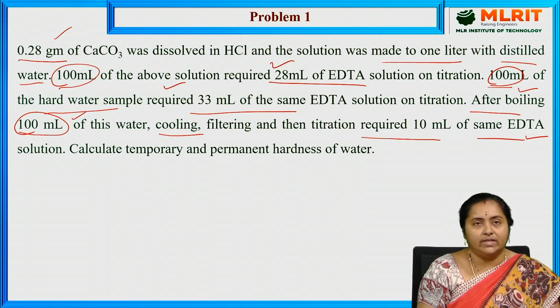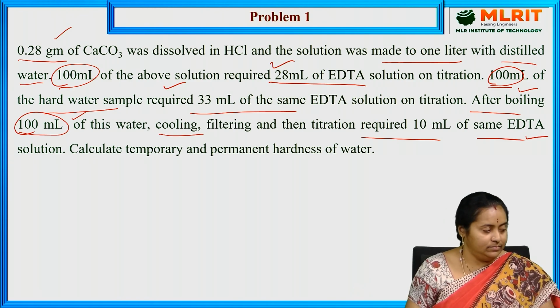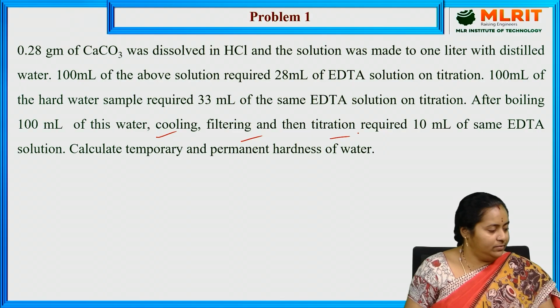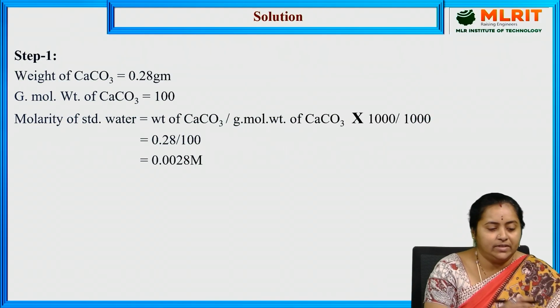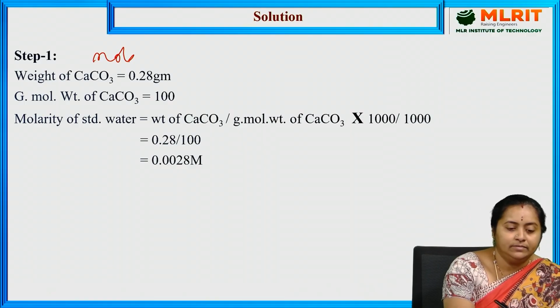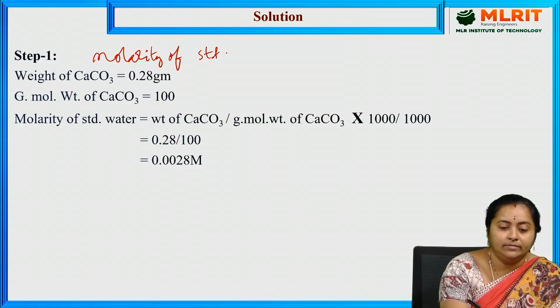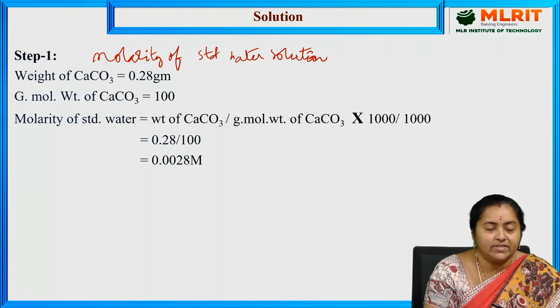Using all these data for steps 1, 2, 3 and 4, we are going to calculate the temporary, permanent and total hardness of the supplied water sample. So, let us see the solution part. As I told you, step 1 is meant for calculating the molarity of standard water solution.